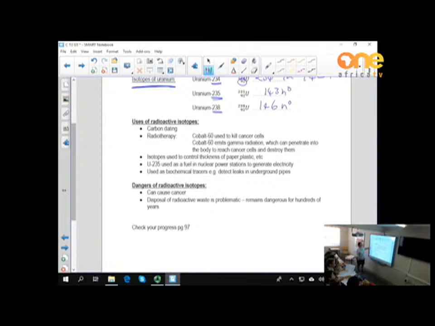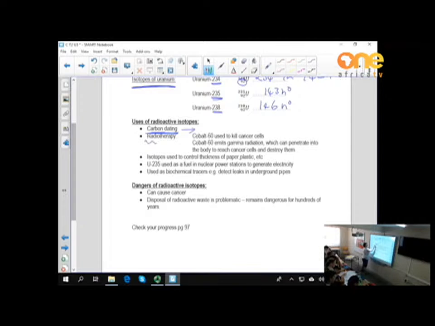What do we use radioactive isotopes for? Carbon dating. I've just explained to you. All right, the ratio of the carbon-14, how has it changed? And then they use that to work out how old the object is, the living organism was.